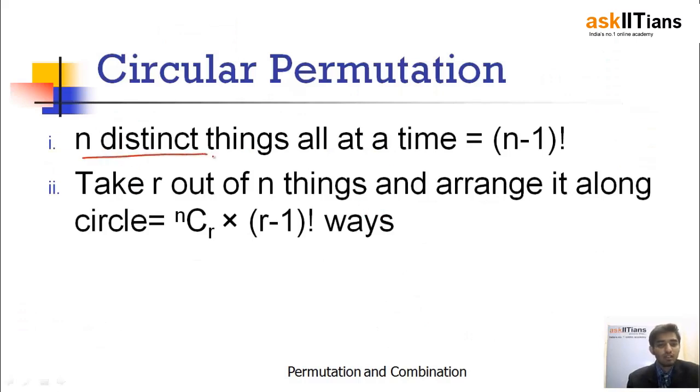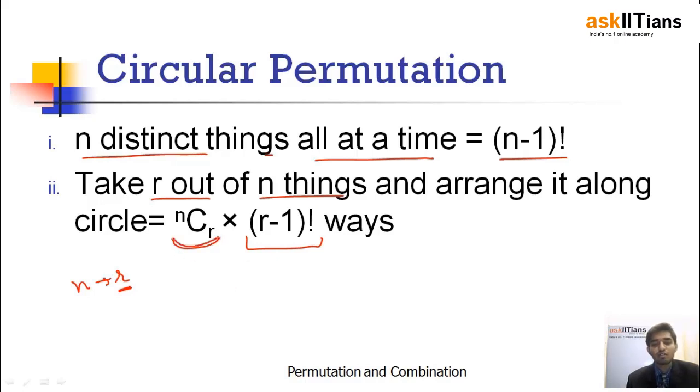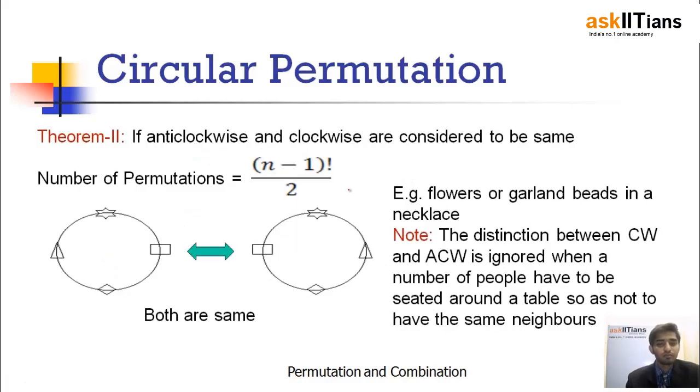Now if there are n distinct things taken all at a time, then the total number of circular permutations will be given by (n-1)!. And if there are r things taken out of n things, then first of all we will select r things out of n things, and then these r selected things can be arranged onto a circle in (r-1)! ways. So the total number of circular permutations of n things taken r at a time is given by first selecting r things out of n things, and then arranging them onto a circle in (r-1)! ways.